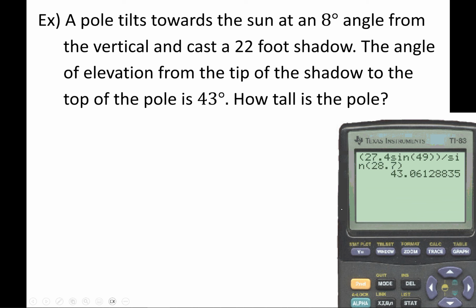A pole tilts towards the sun at 8 degrees angle from the vertical. Okay, we'll talk about what that looks like, or you can just start thinking about it. And casts a 22-foot shadow. The angle of elevation, meaning looking up, that's what elevation is, from the tip of the shadow to the top of the pole is 43 degrees. Question is, how tall is the pole?